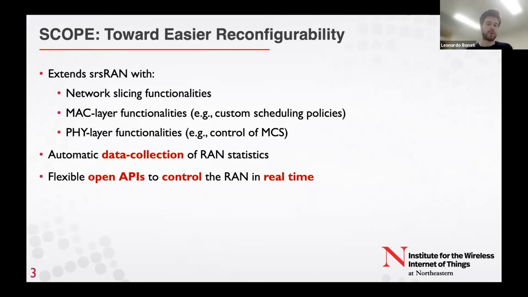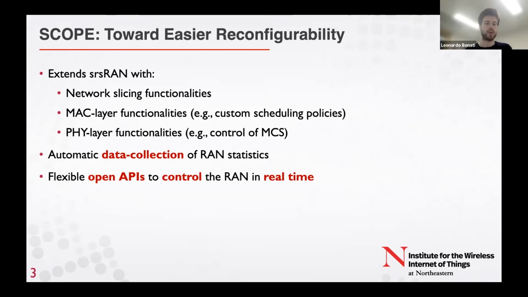Moreover, we wanted to control the RAN in real time. So we implemented some APIs that are able to talk to SRS and, for instance, tweak the functionalities that pertain to the cellular base station. So for instance, we can adapt the network slicing allocations in real time and the bandwidth allocated to this slicing. We can change the scheduling policies for each of these slices in real time, or modify some physical layer functionalities in real time.